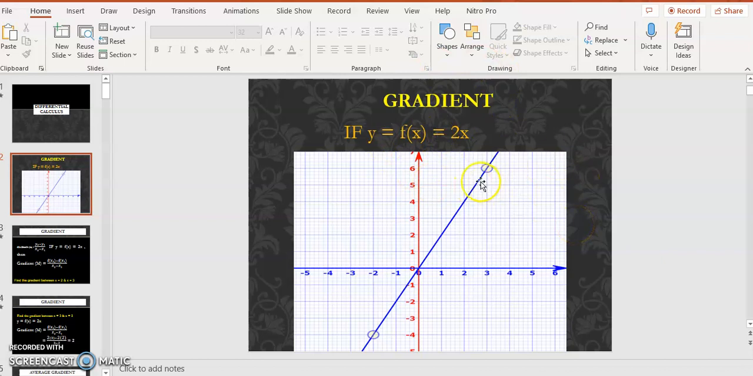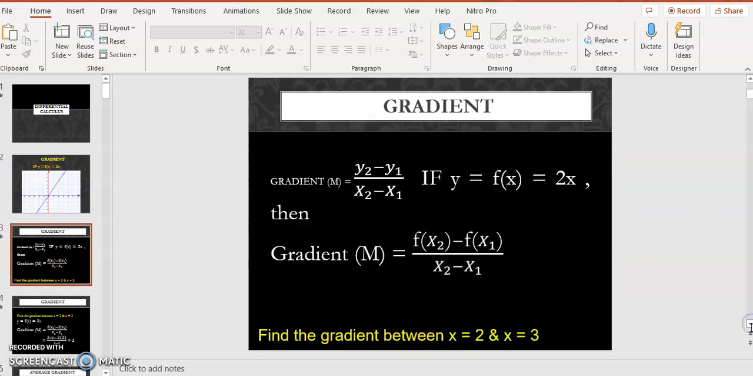Assuming you are told to find the gradient of this straight line, 2x, we are familiar with y and also f of x. Y and f of x, they are friends. I would say they are family, like a father and a daughter. They bear the same name.